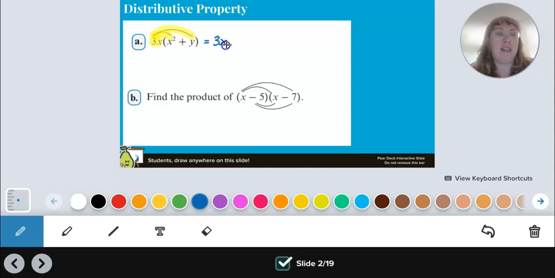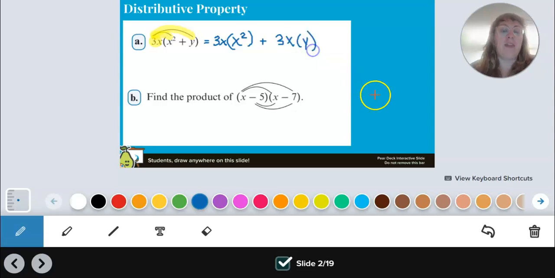So we have 3x times x squared plus 3x times y. And then we can just simplify that. 3x times x squared. This is an x to the first times an x squared. 1 plus 2 gets us 3 x's in total. So we have a 3x cubed plus 3xy.